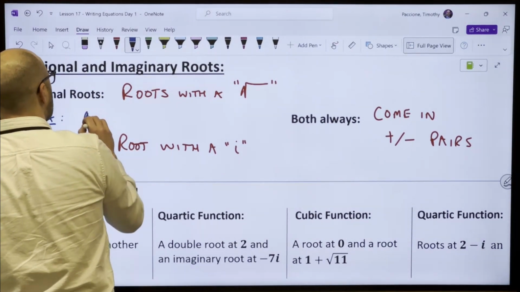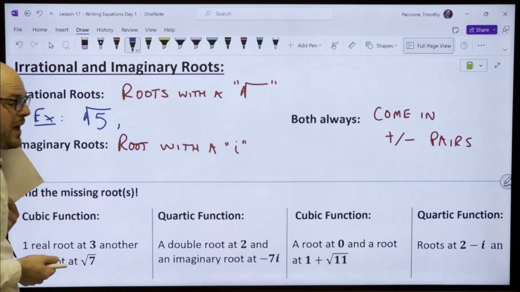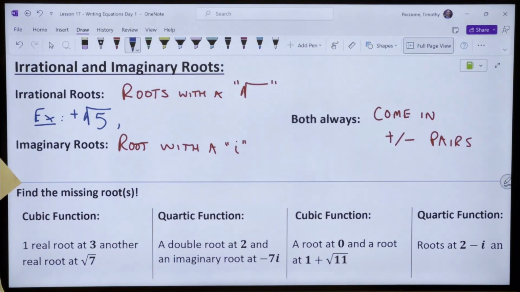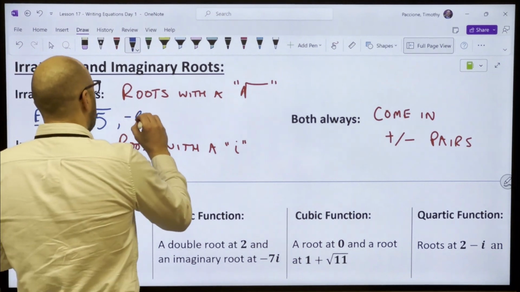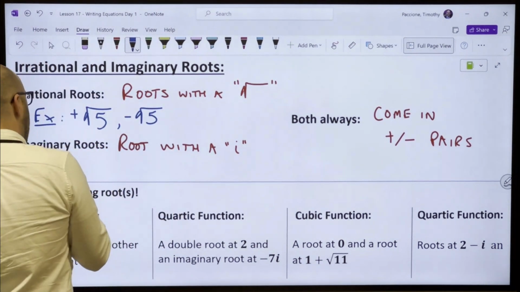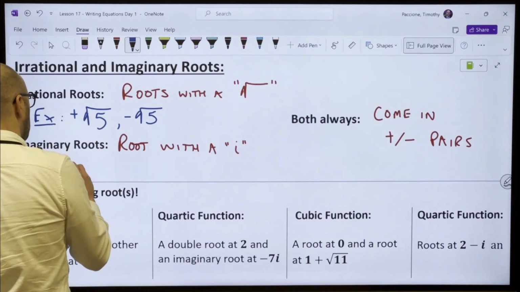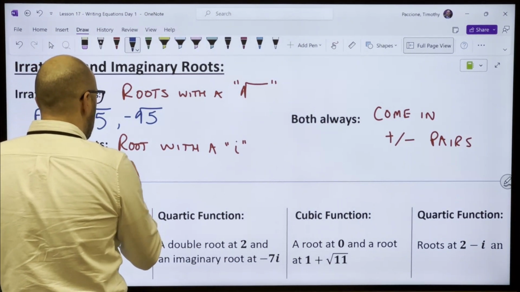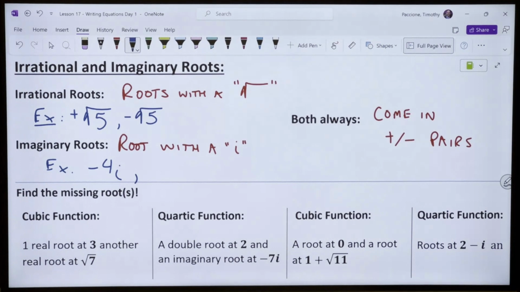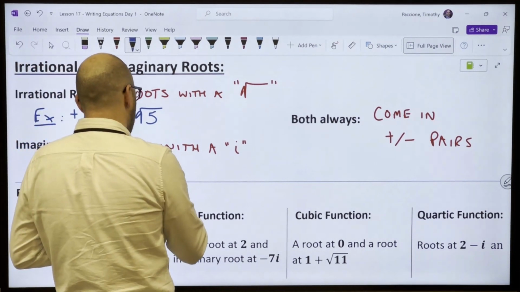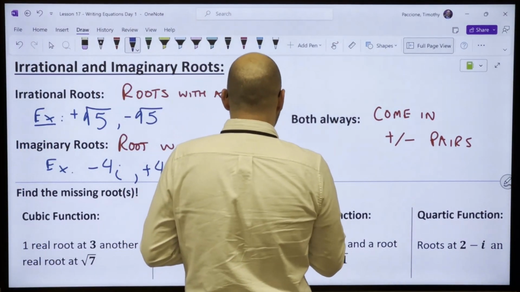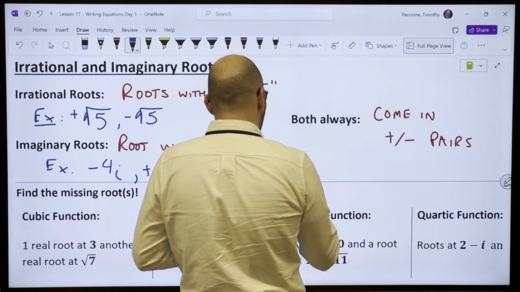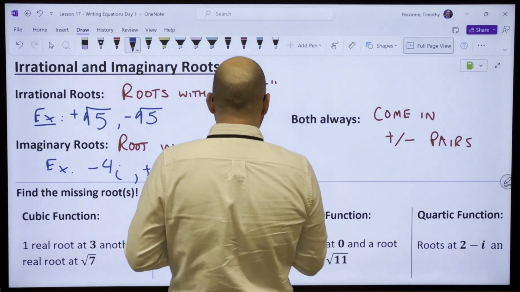If you have square root of 5, you also have what? Like if I have positive square root of 5, I also have minus square root of 5. If I have negative 4i, I also must have positive 4i. If I have 1 minus 3i, what else do I have?